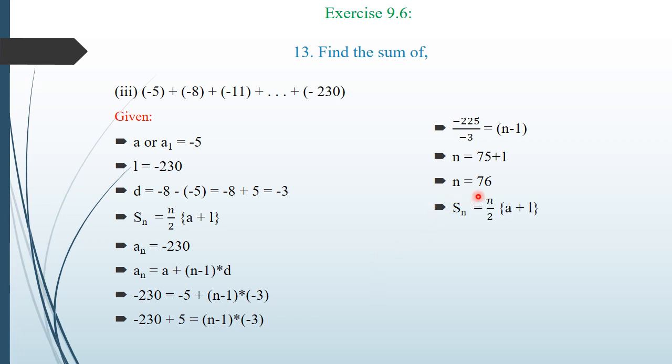Therefore, substituting this value in the formula, that is Sn equal to n by 2 into a plus l, we are going to get S76 equal to 76 by 2. A is the first term, that is minus 5, plus l is the last term, that is minus 230. Simplifying this, minus 5 minus 230 is going to give me minus 235. 76 by 2 is 38. When I multiply 38 with 235, I'll get the answer as S76 is equal to minus 8930.